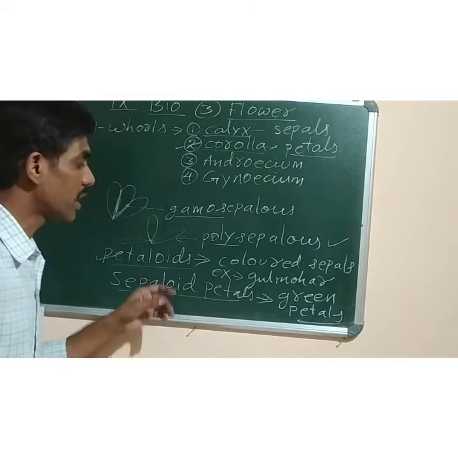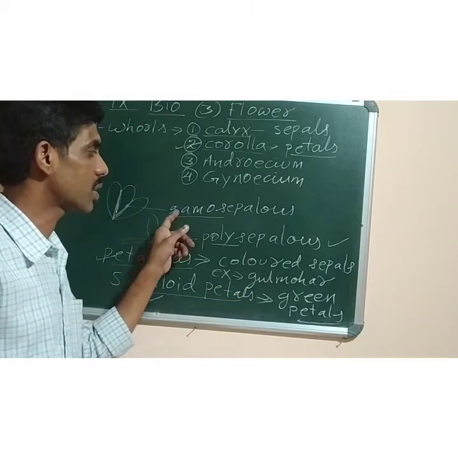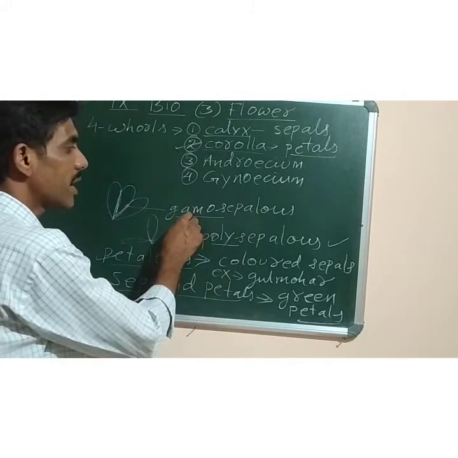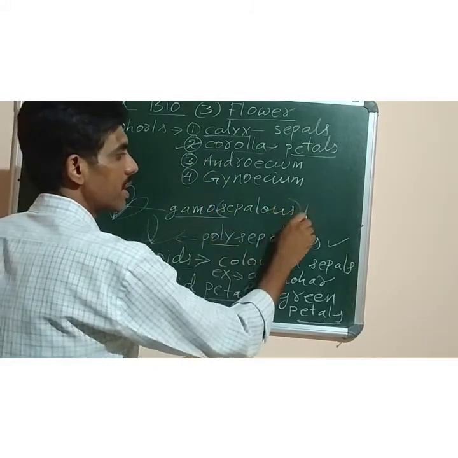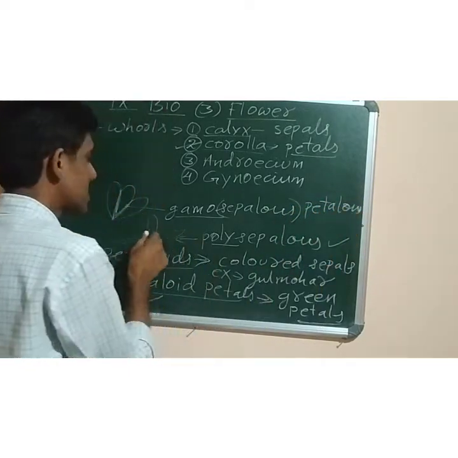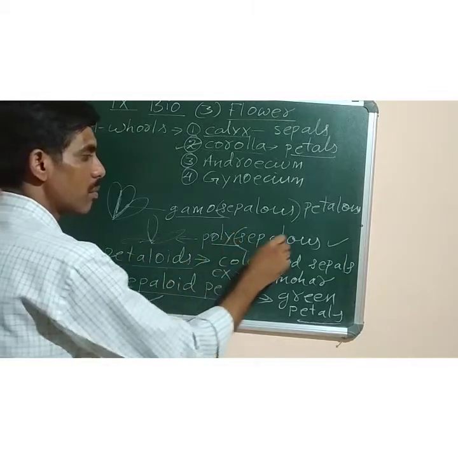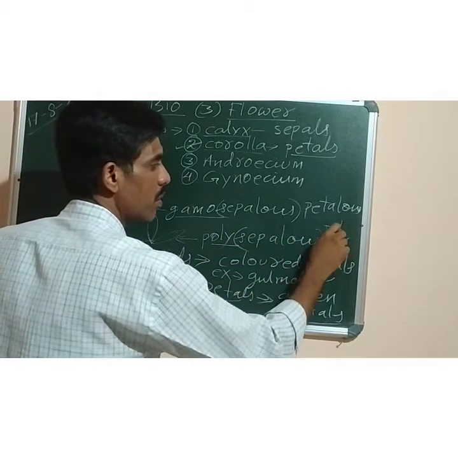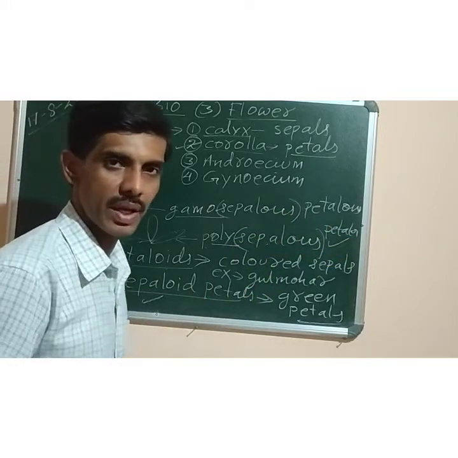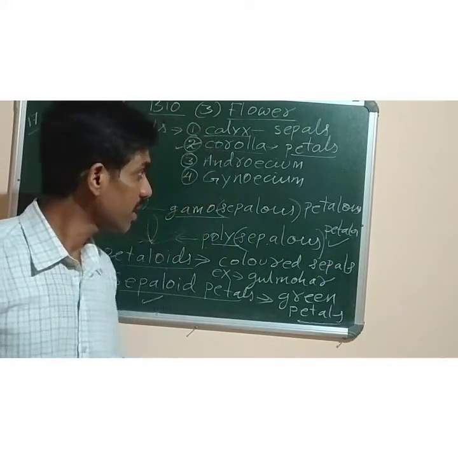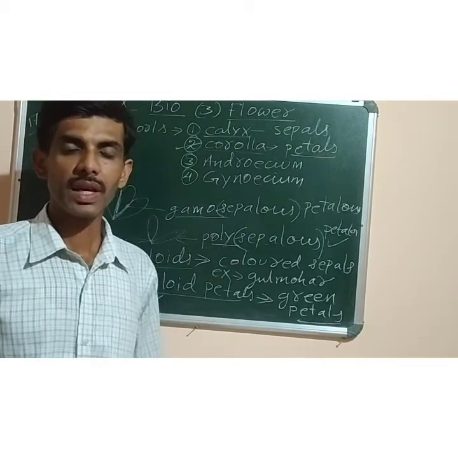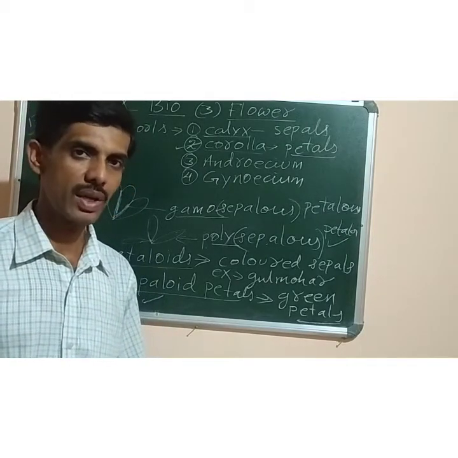Got it? Now, if sepals are united, it is called gamosepalous. So, in case of petals also, if they are united, it is called gamopetalous. Similarly, if the petals remain free, they are called polypetalous. Only the word will be changed. Instead of polysepalous, polypetalous will be there. Now, next one is, what is the function of petals? Since petals are of different colors, they attract the insects for pollination.